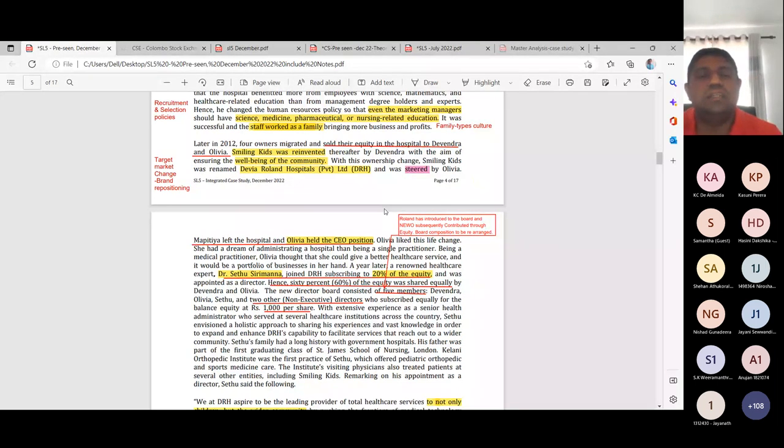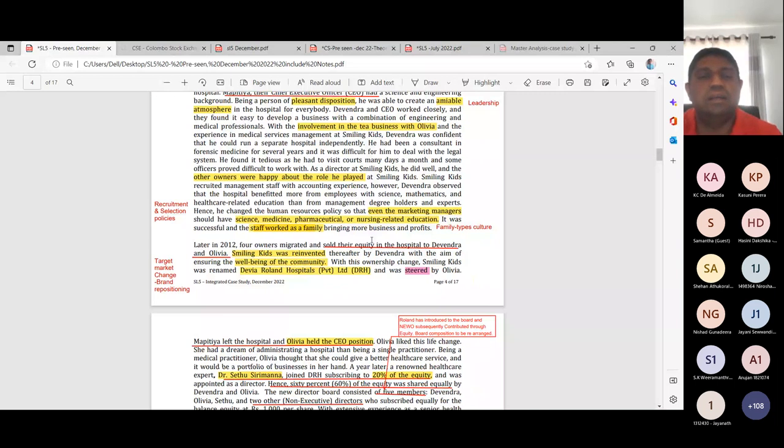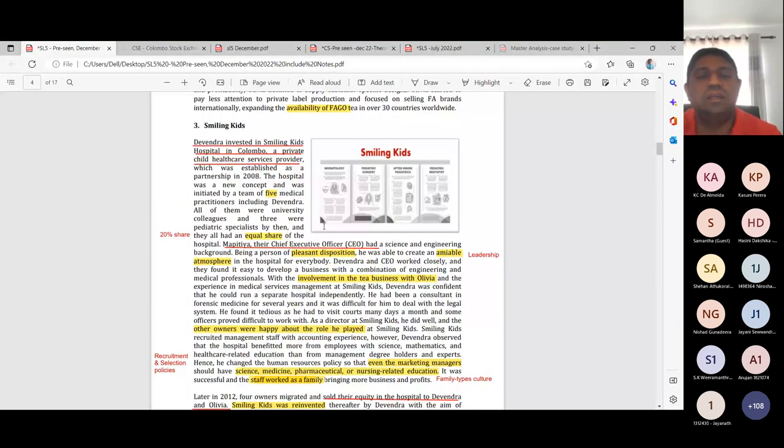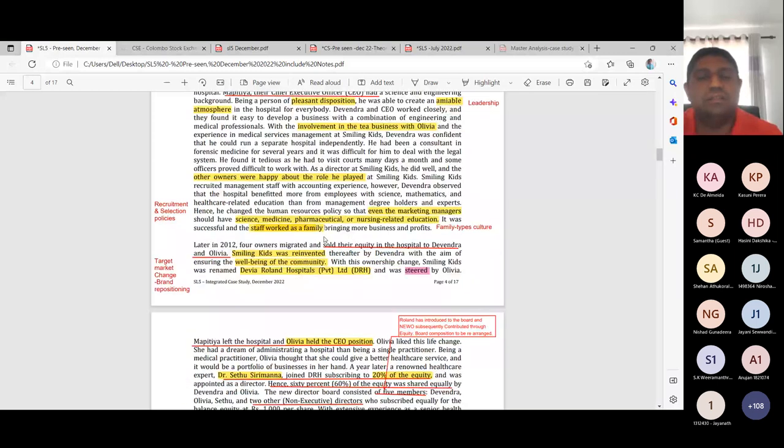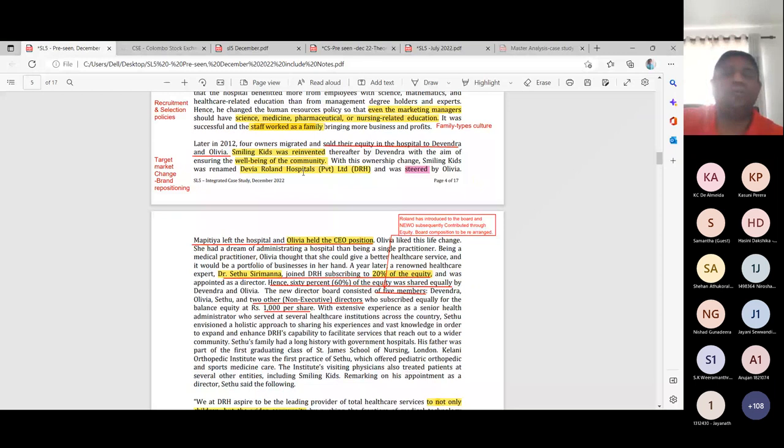So initially, it was a kids' hospital, right? It was mentioned that it was a kids' hospital, like Nine Wells. But now they have changed that. They want to focus on the well-being of the community. Probably they have opened the hospital for other patients also, but they focus on the well-being of the community. Maybe some welfare program for some of the patients.